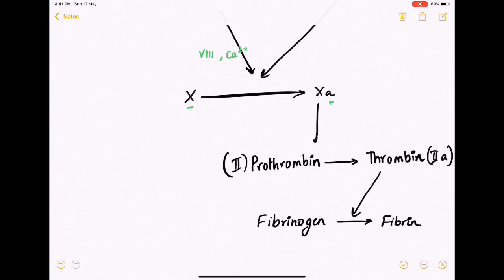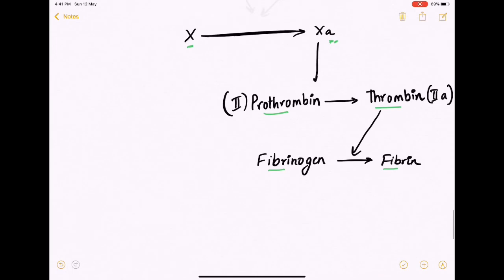Coming to the final common pathway, the activated factor 10 is going to activate prothrombin into thrombin. Thrombin is going to activate fibrinogen into fibrin, in which fibrinogen is the soluble form and fibrin is the insoluble form, and this fibrin is going to be used for clot formation. And finally comes the action of factor 13, which helps in clot contraction and forming a compact clot.